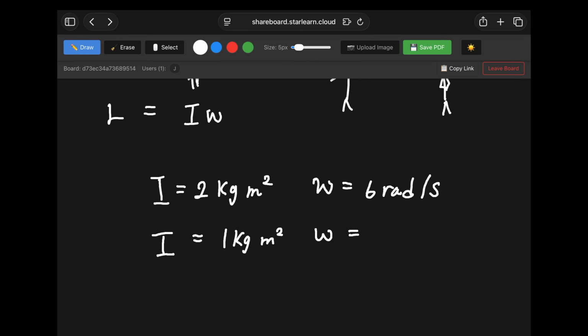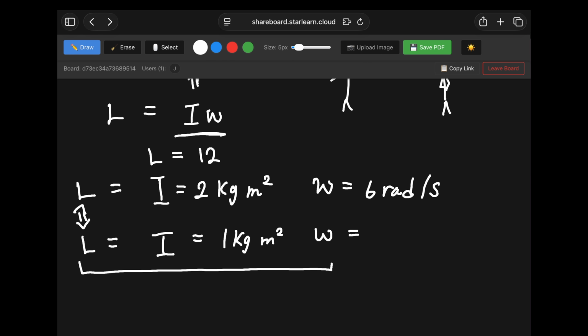Well, this is pretty easy because just like momentum in linear space, angular momentum is also conserved. They need to be equal. So, since angular momentum is I omega, this is 12. So, we also need to make the second angular momentum equal to 12. So, omega has to be 12 radians per second.